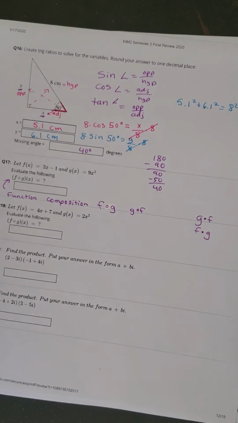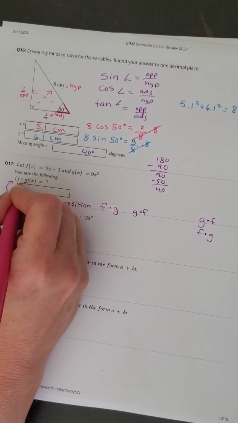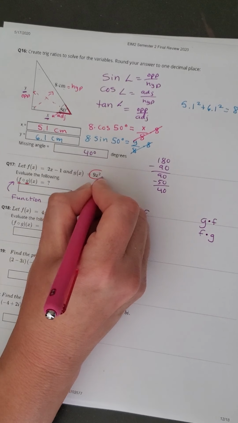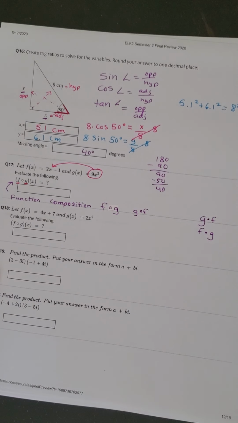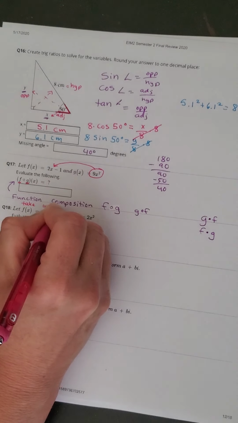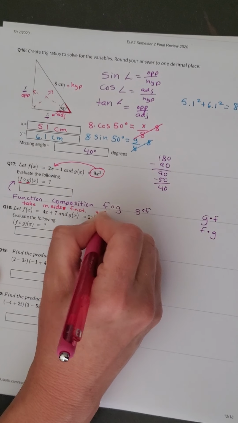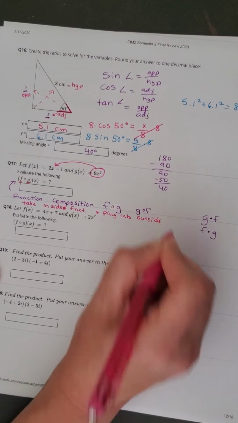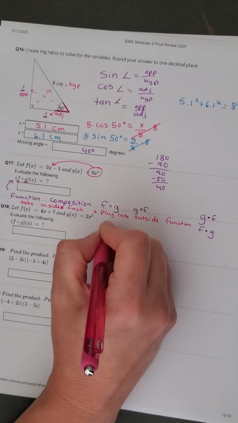So function composition, what they want you to do is they want you to take g, the inside function, and plug it into f. So you're going to take this function, g, and you're going to plug it into f, wherever you see an x. So take the inside function and plug into the outside function, where you see an x.